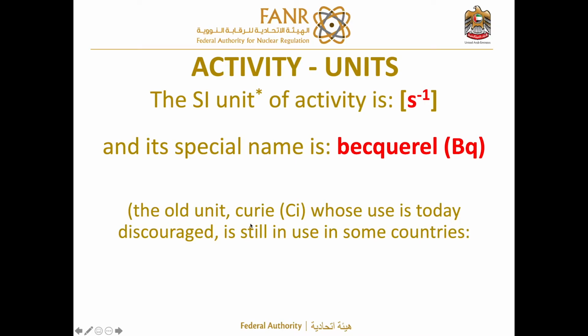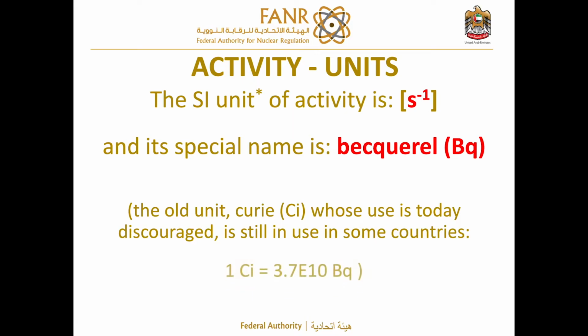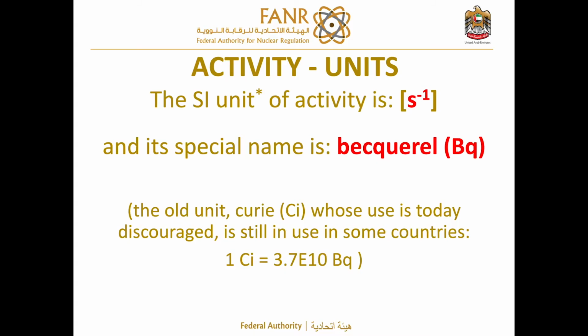Now, this unit has been used for a very long time due to historical reasons. 1 Curie was the activity of 1 gram of radium-226. And it was a very big quantity, because if we write it in terms of the international system of units, 1 Curie is 3.7 times 10 to the power of 10 Becquerel. So quite a big number of disintegrations per second. Please note that this unit is not part of the international system of units.